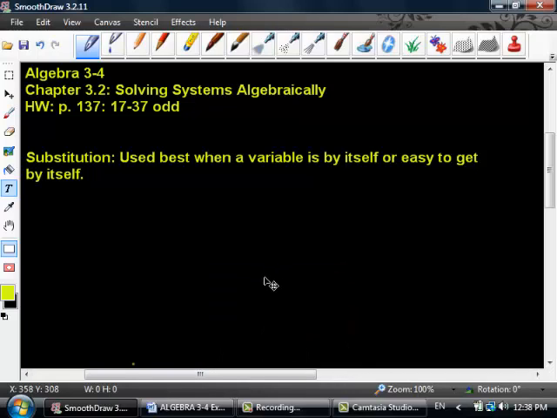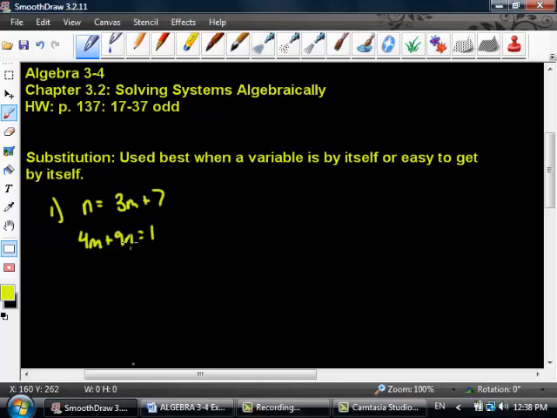Does that make sense? When a variable is by itself or easy to get by itself? Let me show you guys an example of what I'm talking about here. Example 1 is going to be n equals 3m plus 7. And then the second equation is 4m plus 9n equals 1. Now, remember, keep your eye on the prize.